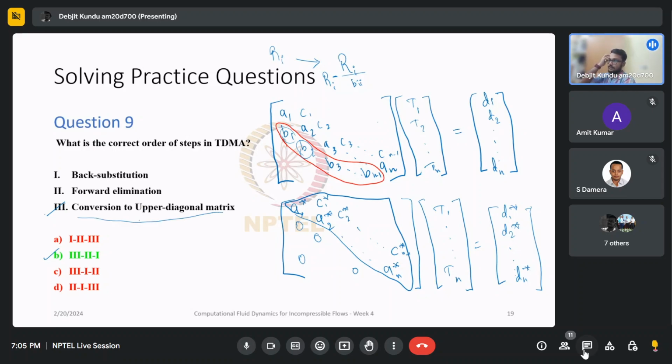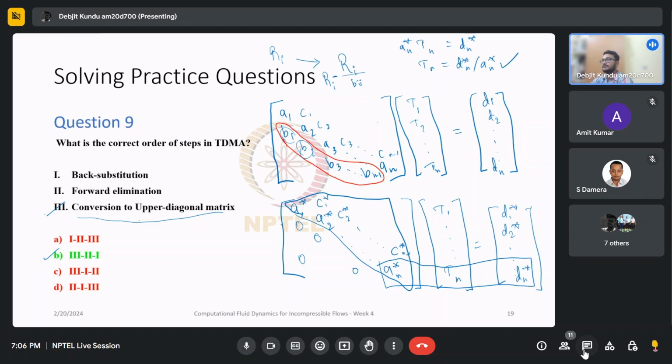Then comes forward elimination. What is forward elimination? If we consider only the last row, we know that An star Tn is equal to Dn star. So we simply get Tn equal to Dn star divided by An star. We got this value. This was unknown earlier, it became known as of now.